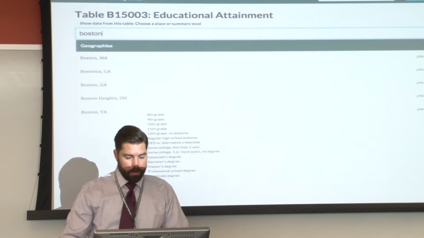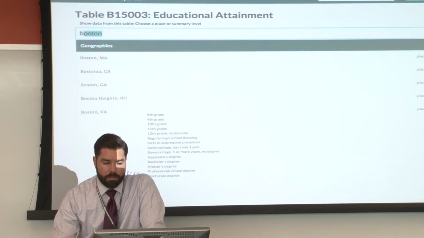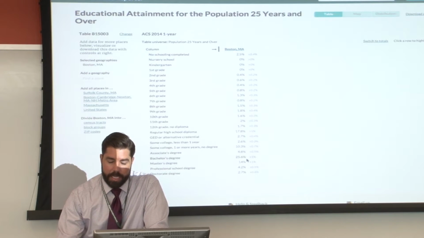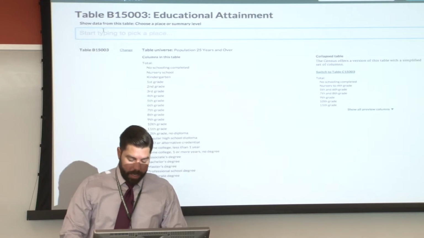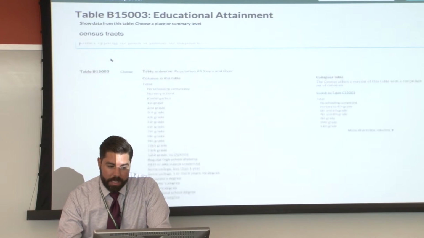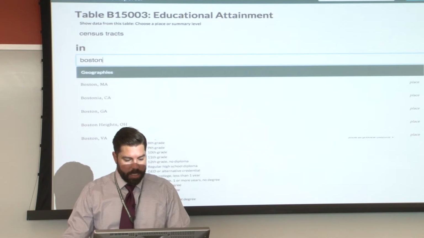Probably pretty high. Boston. I wouldn't be surprised. Cambridge, yeah. Okay. So I could click on Boston and it'll immediately bring me to that data. One of the other things I could do is, let's say I wanted to see neighborhoods. I just start typing tract and now it's going to give me census tracts in Boston.